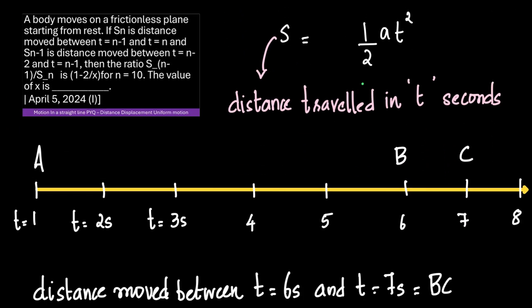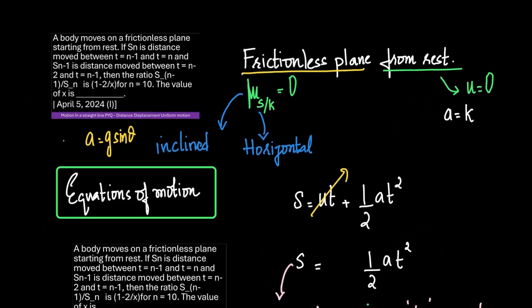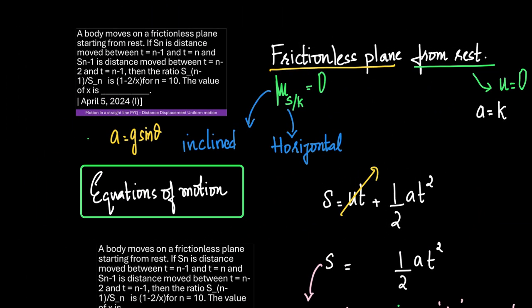What we need to understand, see, you can actually solve this question directly by using the formula Sn is equal to u plus a by 2 into 2n minus 1. Yes, I do understand that. You can directly go to the formula, but that's not what I'm trying to do here.